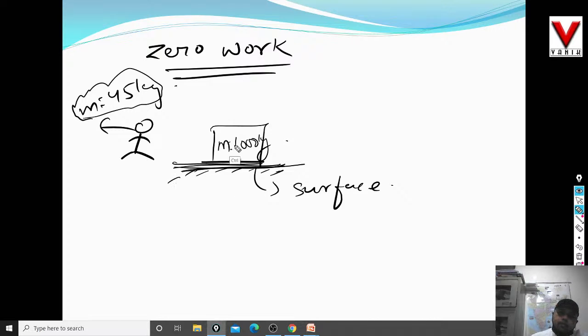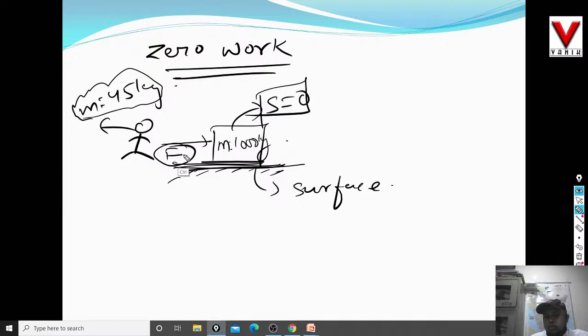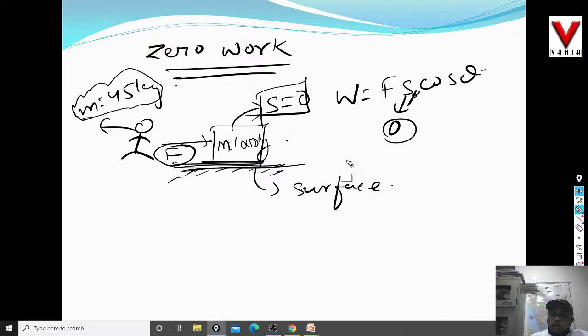This is a 45 kg man, and we have a body of 1000 kg, and this fellow is applying some force on that body. Do you expect this body to move? No, this body will not move. It has a huge mass. So displacement of the body is 0. If I write down work as Fs cos theta, this particular term will become 0. So what will be my work? My work will be 0. So we can say that zero work or no work is happening. No work is taking place when force is applied on a body and the body does not get displaced.